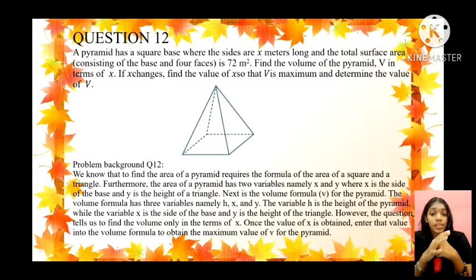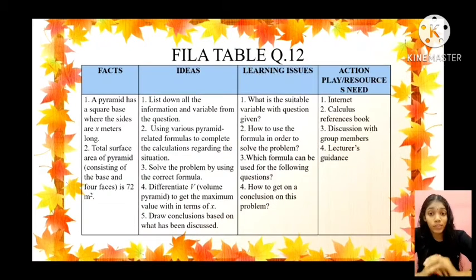The results that are obtained need to be differentiated through theorem 3.5, which is differentiation of product, to get the value of x in the maximum condition. So in this process, if a negative value is obtained, it should be ignored because the question is asking us to find the maximum value. Finally, once you've obtained the value of x, enter that value into the volume formula to obtain the maximum value of V for the pyramid. So the next part is going to be the FILA table of question 12.